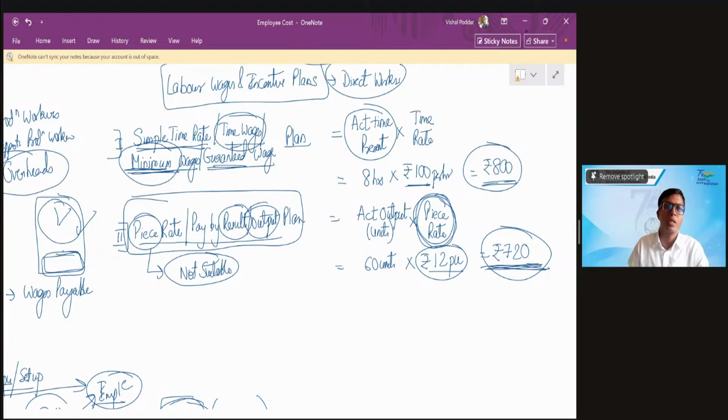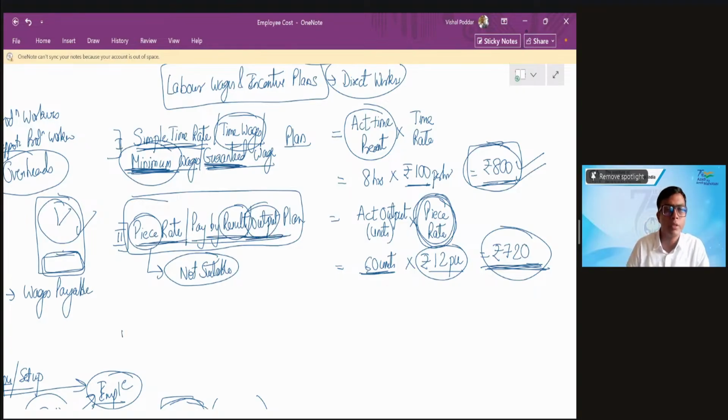In many cases you will find that they are paid on the basis of time only. So what happens when they are paid on the basis of time? Your salary is fixed, irrespective of how much output you did today, because on a daily basis your output may fluctuate, but still your wages remain the same if you are following this plan, and that is why it is called the minimum or guaranteed wage plan. But in this other plan, your wages are fluctuating daily.